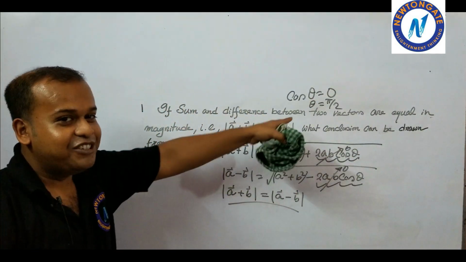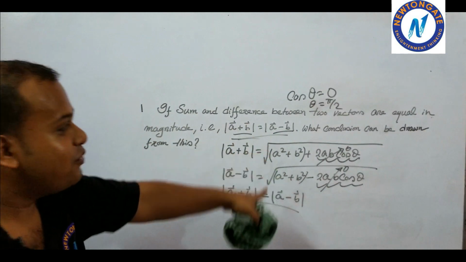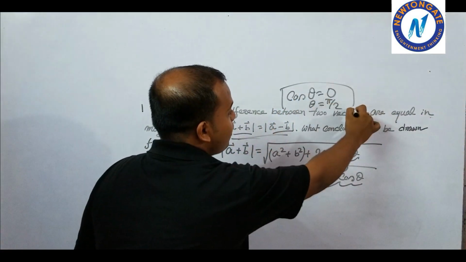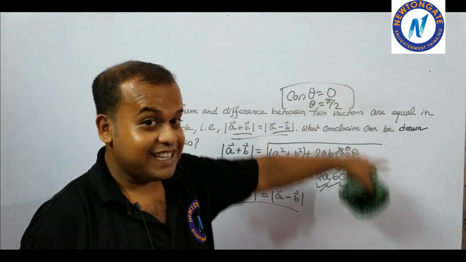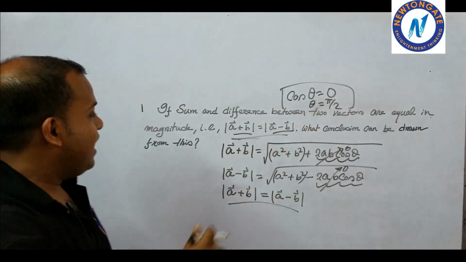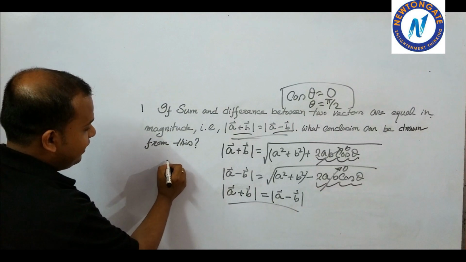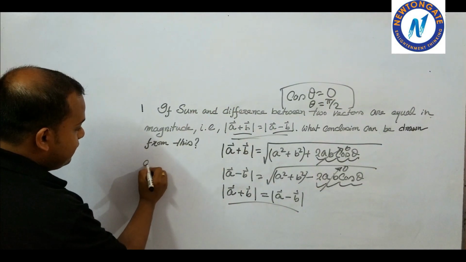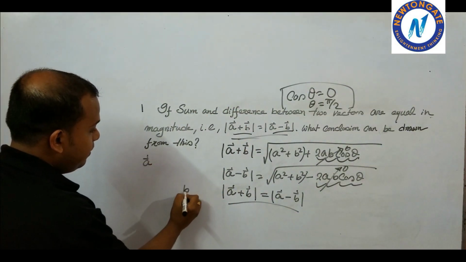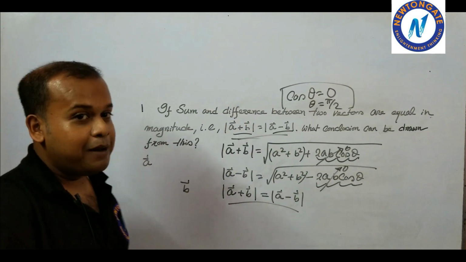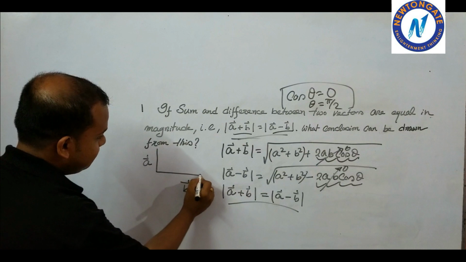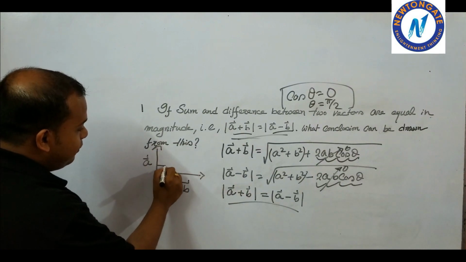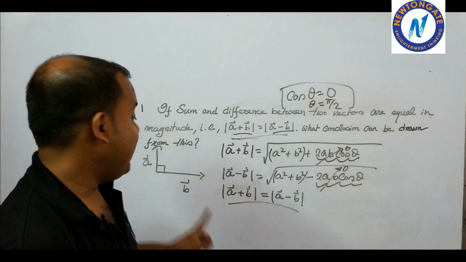And to arrive at this required condition, what do we need? We need cos theta to be 0, or theta to be pi by 2, that is 90 degrees, and that means these two vectors, this is our a vector and this is our b vector, are perpendicular to each other. It is something like this, and the angle between them is 90 degrees, which is a right angle.